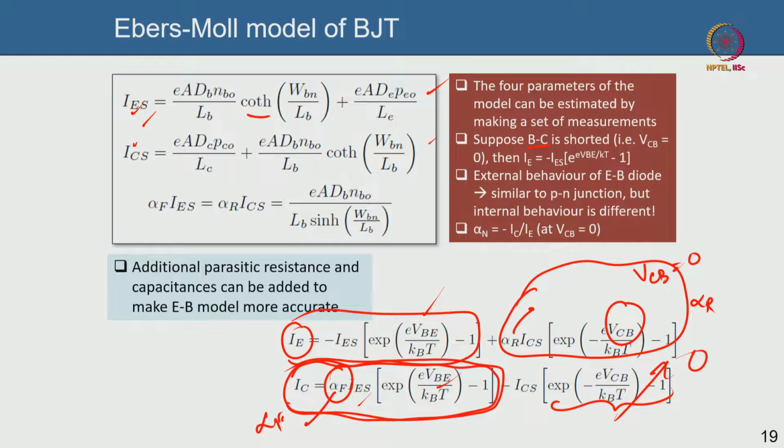Externally, it looks like a PN diode behavior, but actually there are two coupled diodes, and it can have more complications if you bring in parasitics. So here, as I said, alpha F is IC by IE at VCB equals 0. If you short the base collector, then the ratio of the collector to the emitter current will give you alpha F. Similarly, short VBE, you get alpha R and so on and so forth.